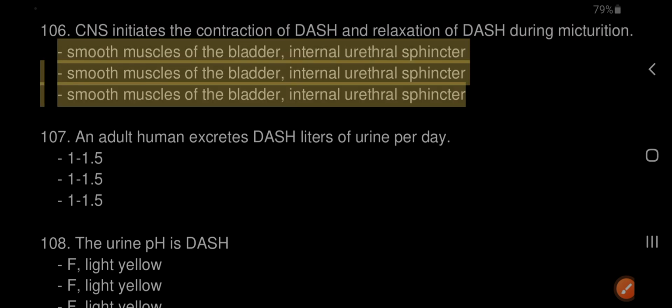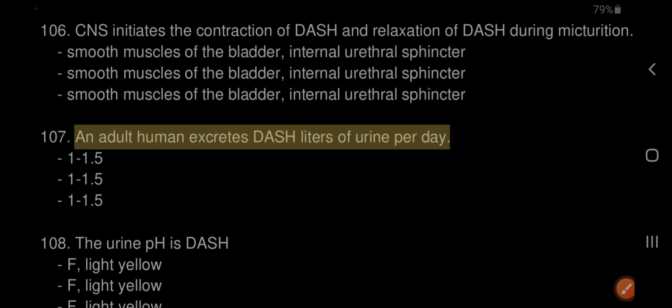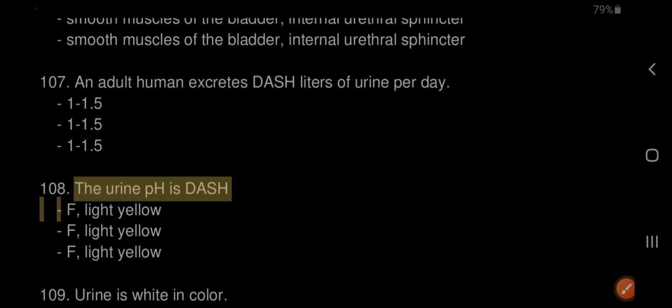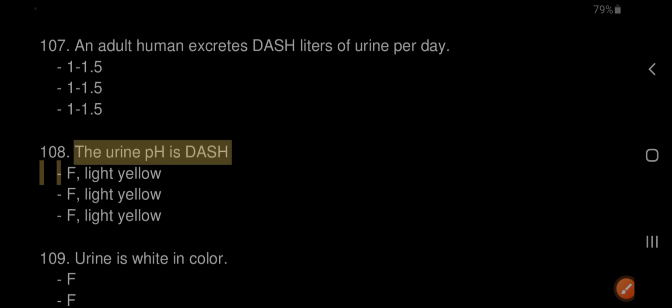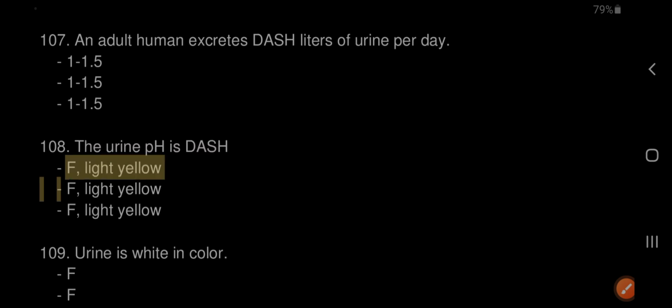107. An adult human excretes dash liters of urine per day. 1 to 1.5. 108. The urine pH is dash. False, light yellow. 109. Urine is white in color.